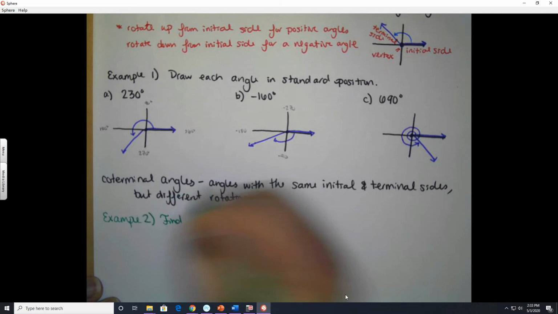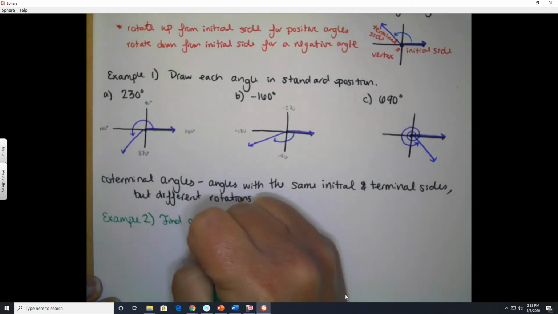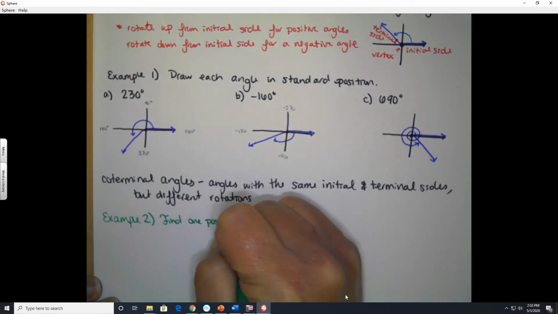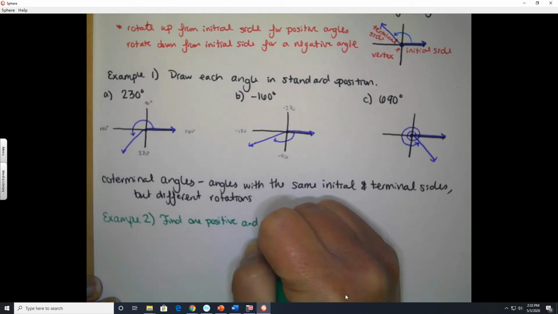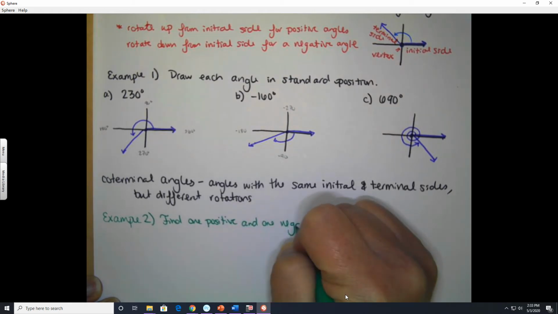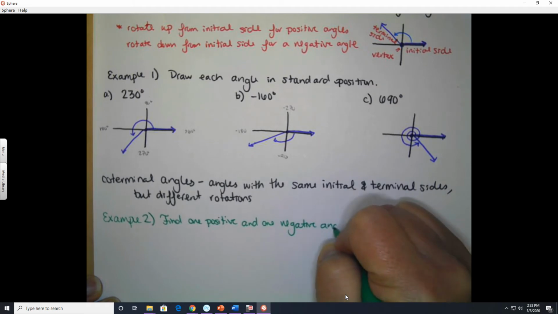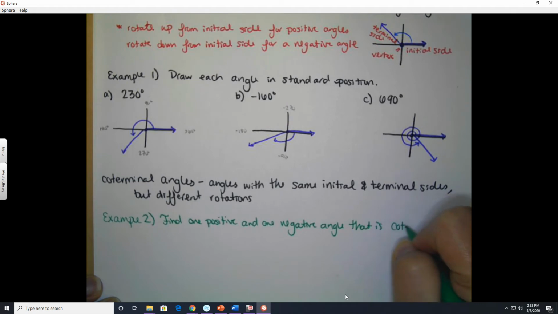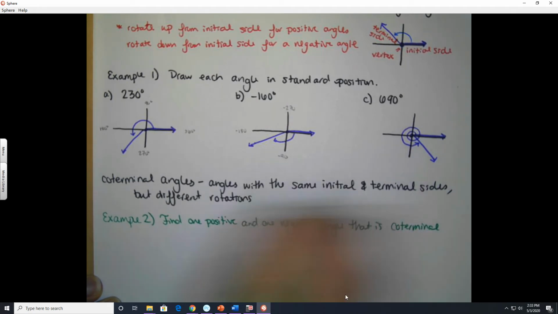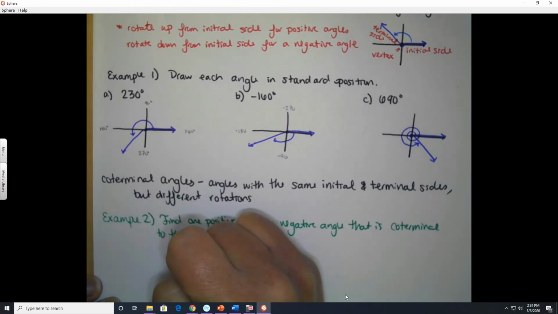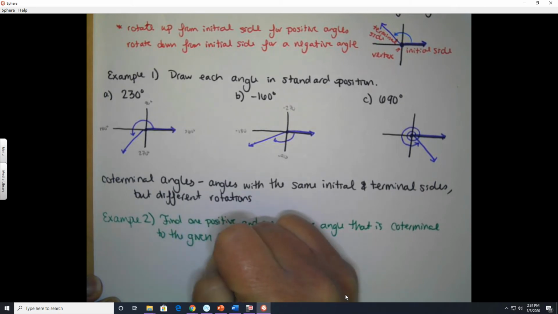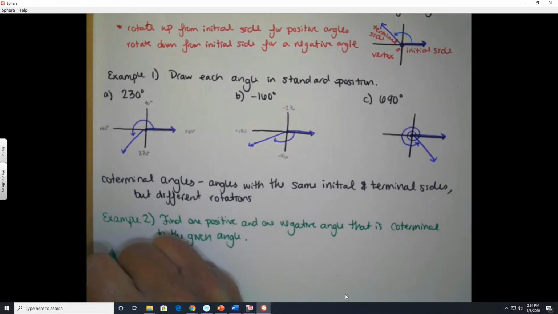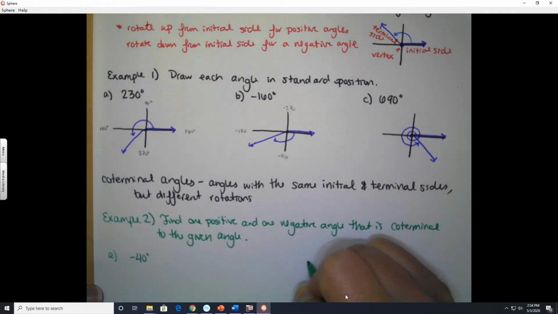In example 2, we're going to find one positive and one negative angle that is coterminal to the given angle. And we will look at negative 40 degrees, and then we'll look at 800 degrees.